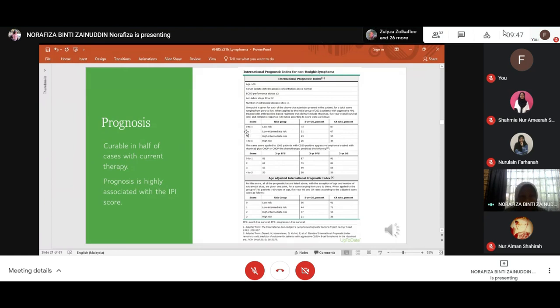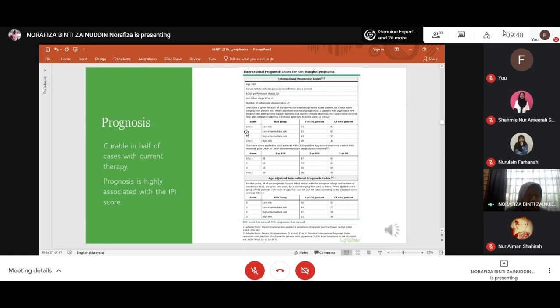So these are the prognosis of the LBCL. Actually, the LBCL is curable in half of cases with the current therapy using monoclonal antibody. The prognosis is highly associated with the International Prognostic Index, IPI score. Actually, the current treatment is doxorubicin.